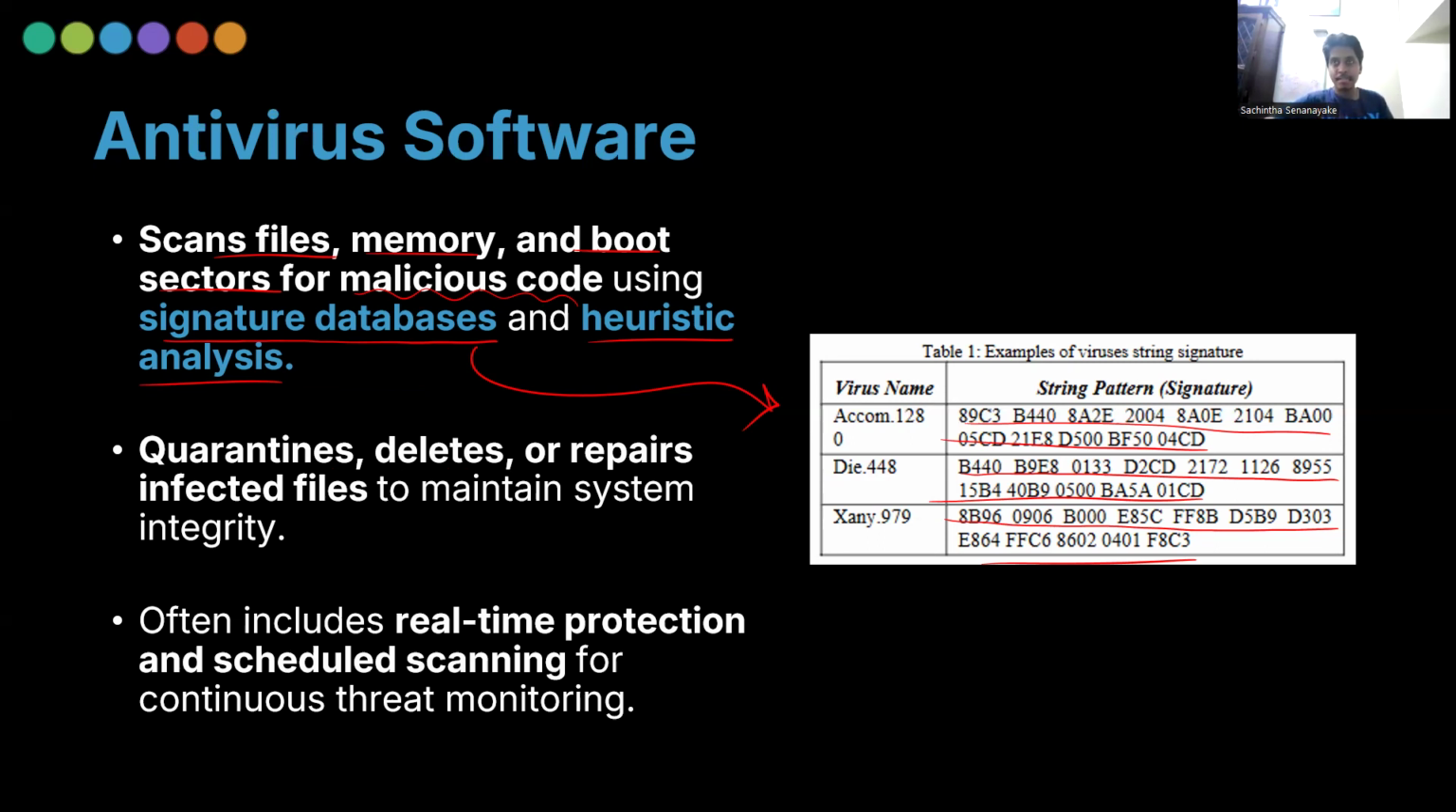Heuristic analysis is something else where there isn't a database check, but rather one that uses a bit of data analysis and machine learning to see whether the actions of a virus are kind of suspicious, right? Whether they're up to no good. So it's more of a behavioral check rather than a more strict database check. So those are the two ways that antivirus software do their job. And as a result of detecting a virus, it will quarantine, maybe delete, either automatically or with your permission, or repair infected files to maintain system integrity. And it offers real-time protection and often has scheduled scanning for continuous threat monitoring as well.